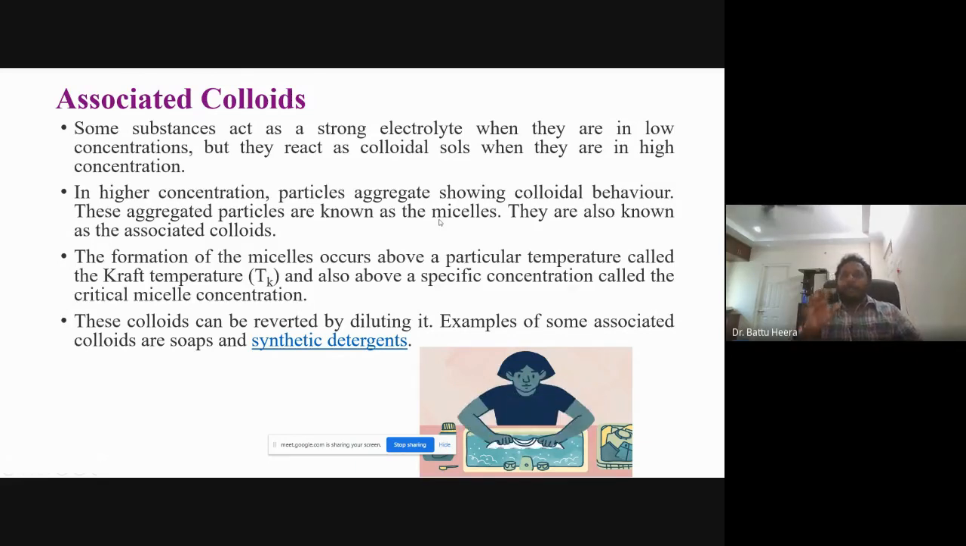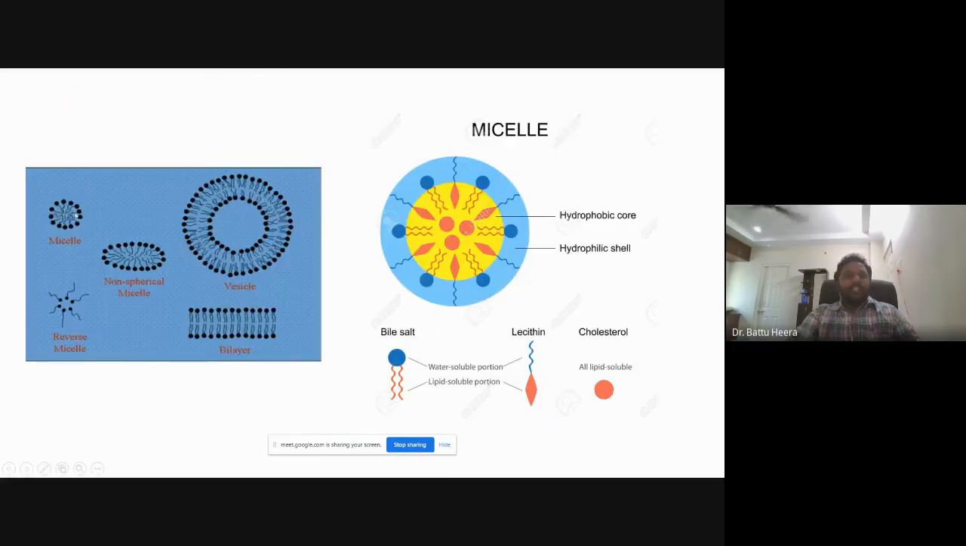ఓకే, ఇప్పుడు ఏం చేస్తాయంటే అమ్మా, ఏదైతే డిస్పర్స్డ్ ఫేజ్ పార్టికల్స్ ఉంటాయో ఆ పార్టికల్స్ అన్ని కలిసిపోతాయి అమ్మా. ఓకే, ఇప్పుడు హయ్యర్ కాన్సన్ట్రేషన్ లో డిస్పర్షన్ మీడియం తీసుకున్నప్పుడు ఆ లోపల ఉన్న డిస్పర్స్డ్ ఫేజ్ పార్టికల్స్ అన్ని అగ్రిగేట్ అయిపోయి they form as a micelle. See, ఇక్కడ చూసారా, this is a micelle.